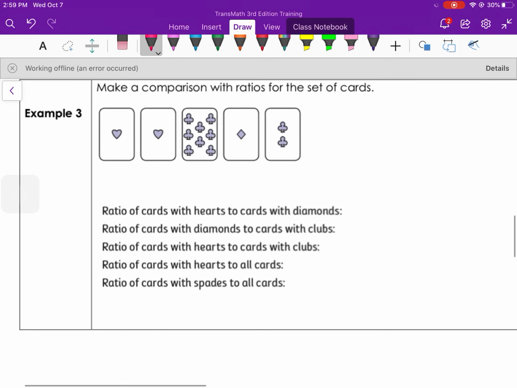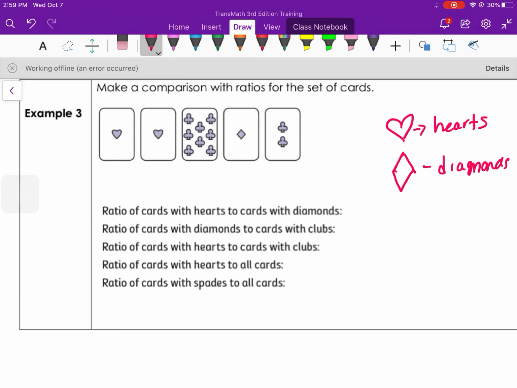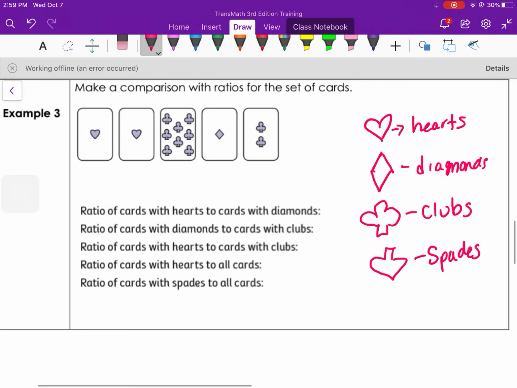Okay, so cards. We have hearts. These are hearts, if I refer to it. These ones are diamonds. And the one that looks like this, those are called clubs. And then also, I don't know if I have any in this example, but we have an upside down heart shape on cards, and those are called spades. So if I refer to cards, those are the shapes that you're looking for.